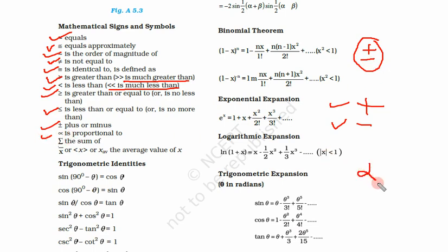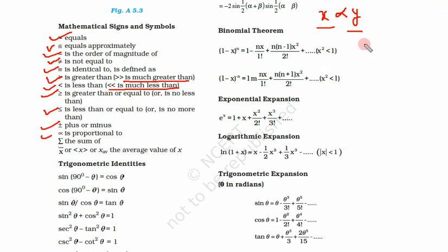Proportional to. Sometimes we make alpha similarly to this, but this proportionality sign is different. Alpha is something like this and the proportionality sign is a little bit lengthier. So this is the proportionality sign. Like x is proportional to y. That means if x increases, y will also increase.